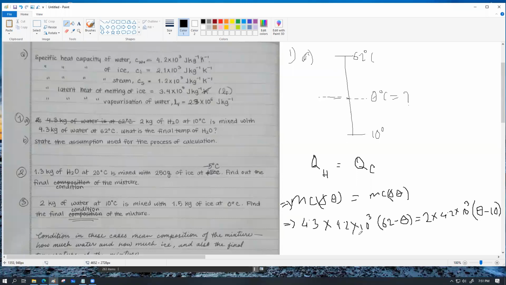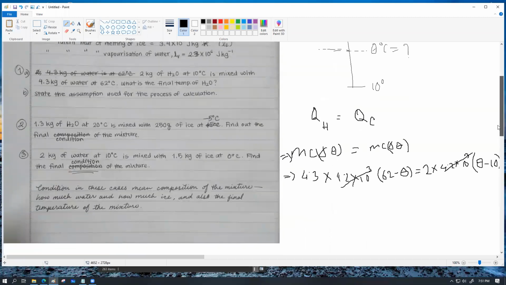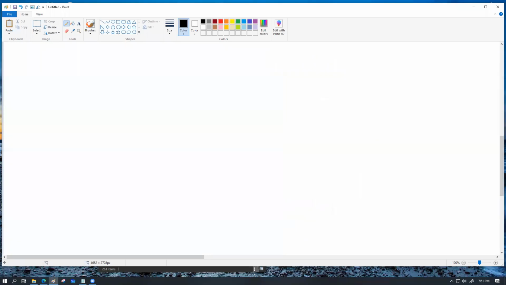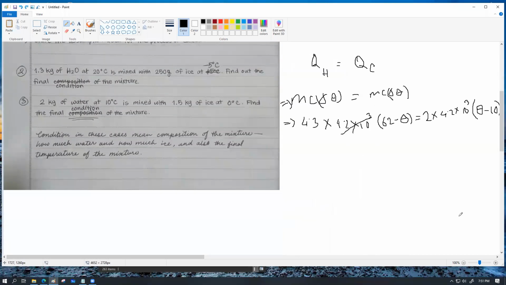Because both of the states are water, I can very easily cut these off. I'm not going to need that. And then you just cross multiply and find out the value of theta. How much are you going to get? 45.5. So theta becomes 45.5. Did every one of you who attempted this problem get the same number? Sir, 45.5 degrees Celsius. Yes, follow.